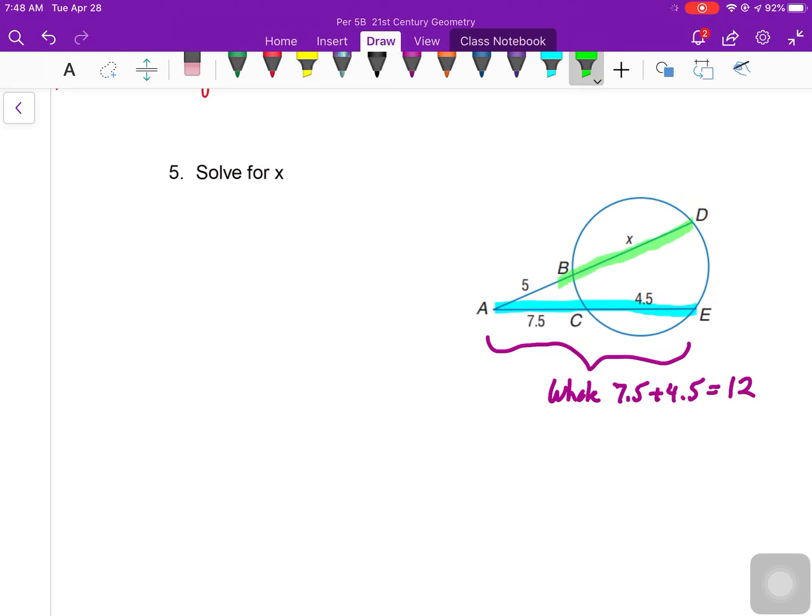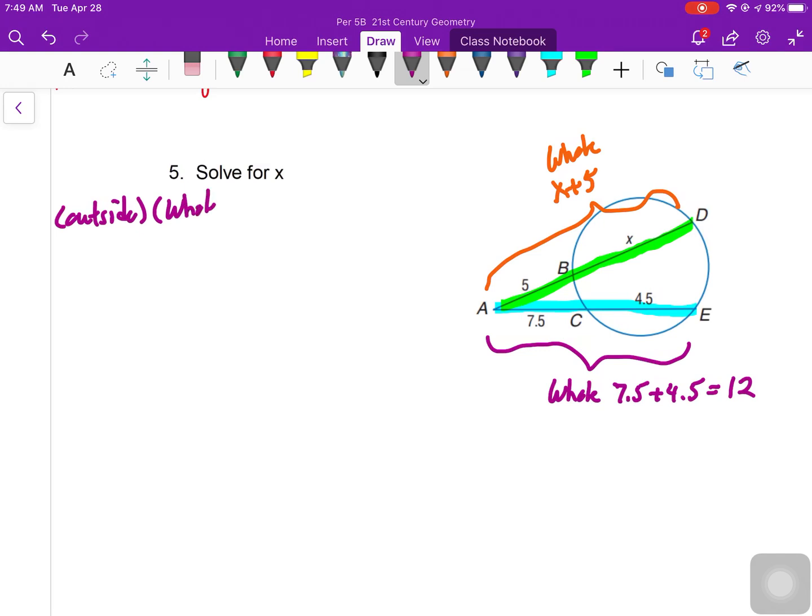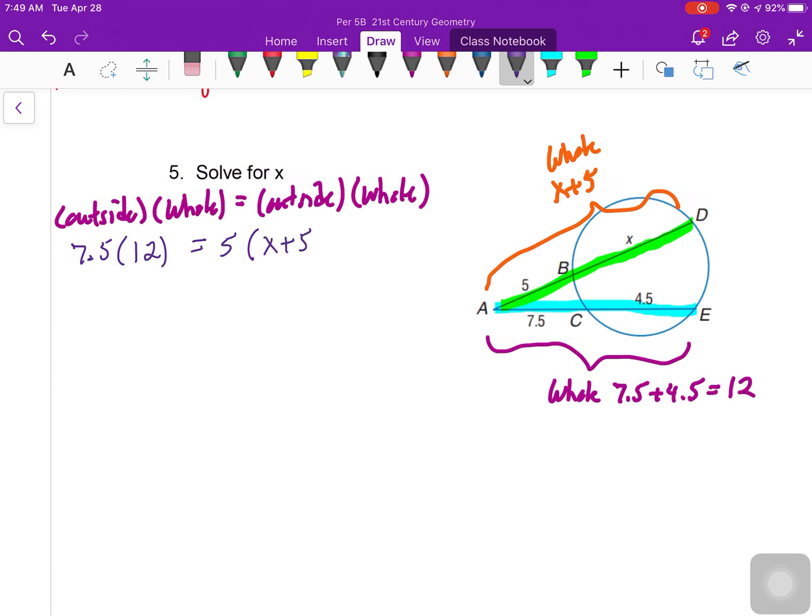On the other one, this secant segment, the one I'm highlighting in green here, we'll need that whole length as well. That whole length will be when we add the x plus the 5. So that's our whole length up there. And the pattern that we follow is the outside times the whole length will equal the outside times the whole length. So let's begin with that light blue one. The outside is 7.5, and the whole length we determined to be 12. On the green one, the outside was 5, and the whole length we determined to be x plus 5.